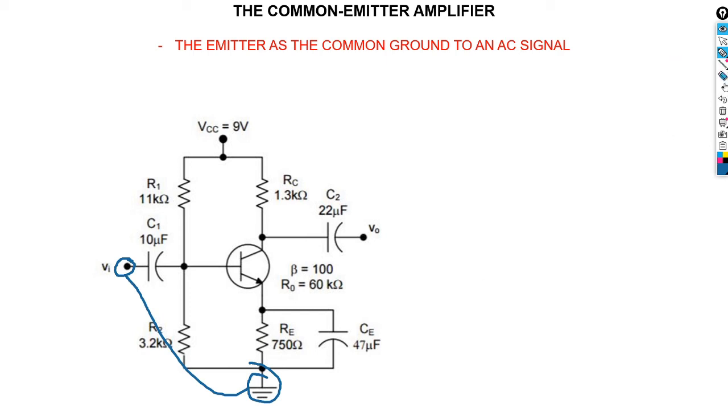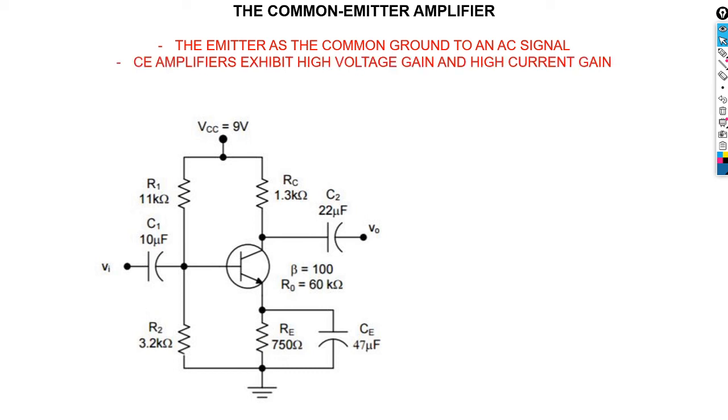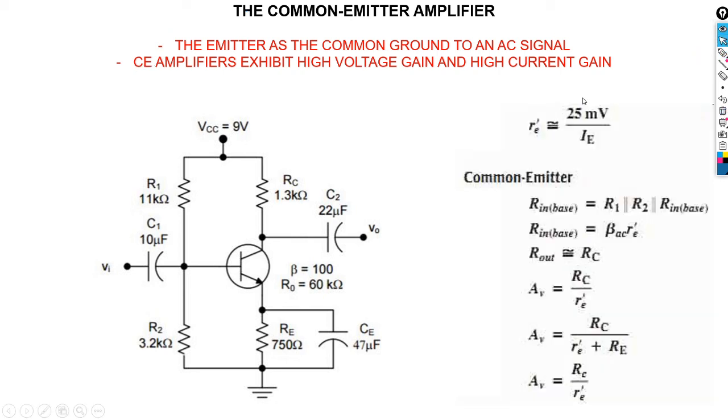So that's what happened there. And then when you see our CE amplifier, CE, what is that? CE means common emitter. Okay, and then therefore we're going to do our calculation.